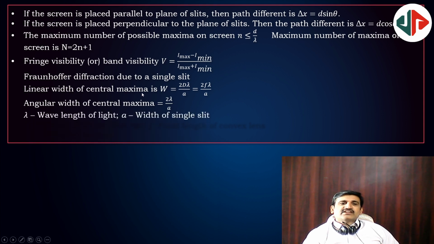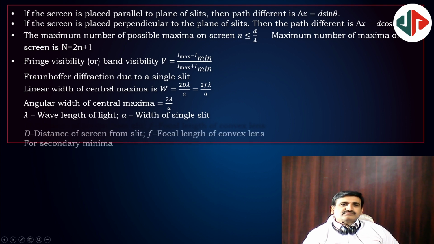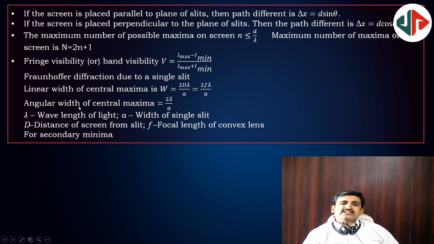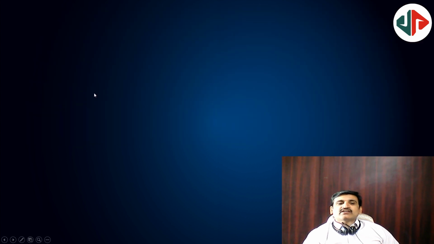Linear width of central maxima is equal to 2d lambda by a, or 2f lambda by a, and angular width of central maxima is 2 lambda by a. d is the distance of the screen. Of course, f is the focal length of the lens, which is converging whenever light is coming from a far point, for the secondary minima.